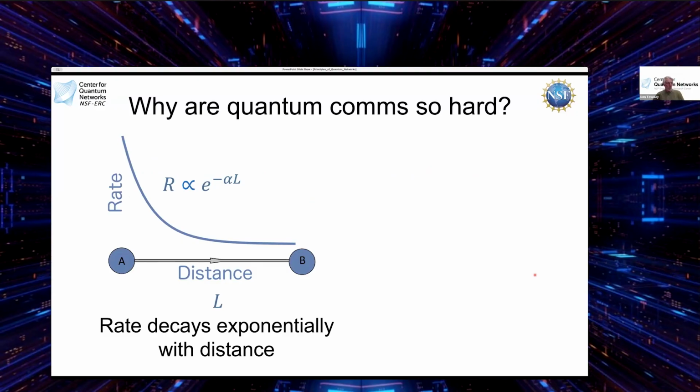It turns out that the rate at which photons make it from Alice to Bob decays exponentially with distance. Okay, so it decays extremely fast. This is over a fiber optic channel. And I should mention that in the classical world, the decay is much slower. It's actually polynomial and not exponential. And this exponent alpha depends on the fiber technology. A really good quality fiber technology would have a smaller value for alpha than a poor technology.